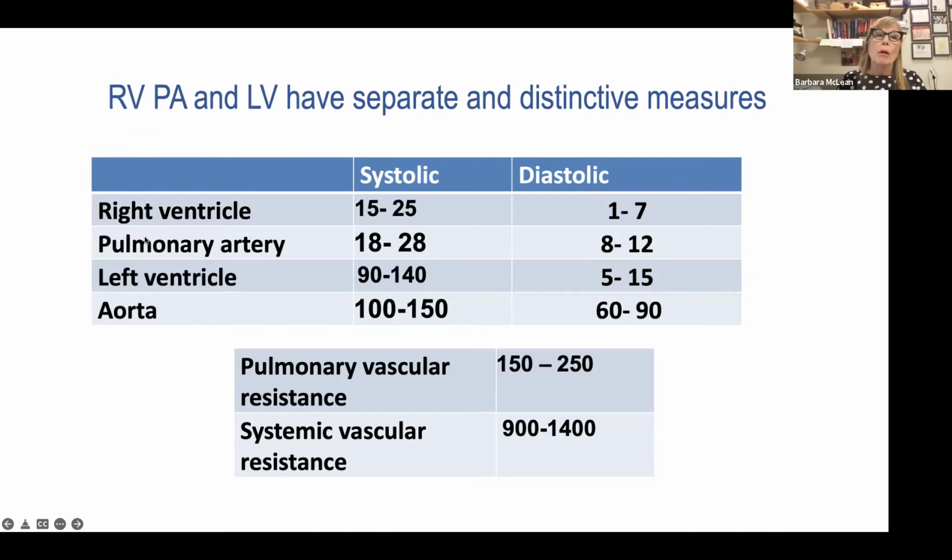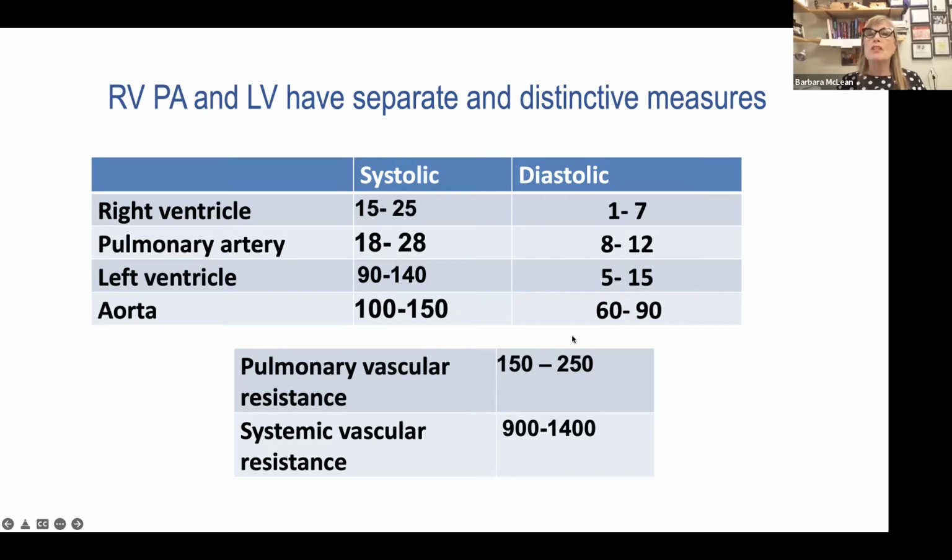And just remember, the RV and the PA have similar systoles, dissimilar diastoles. The LV and the aorta have similar systoles, dissimilar diastoles. That's because ventricles are great big chambers, and they're limited, whereas the arteries are much tighter chambers with a much smaller lumen, and therefore a higher diastole.